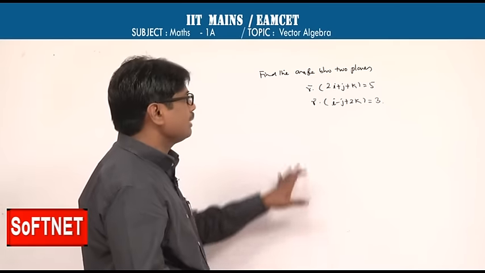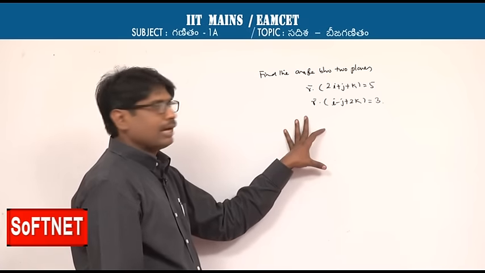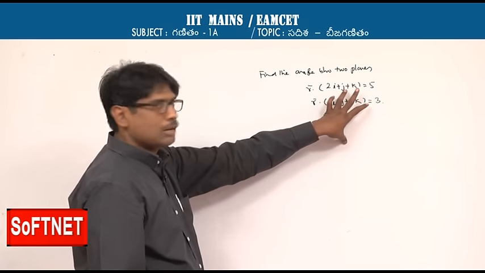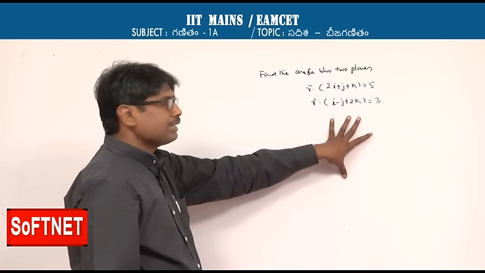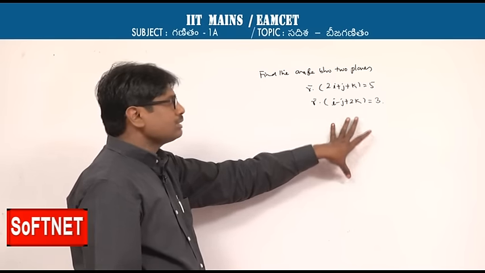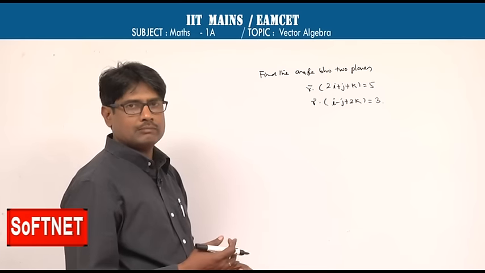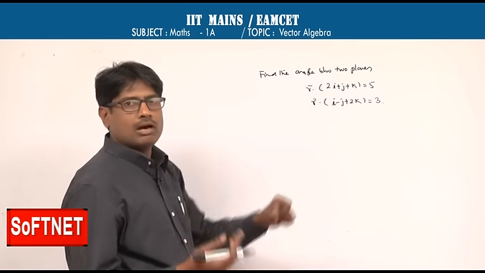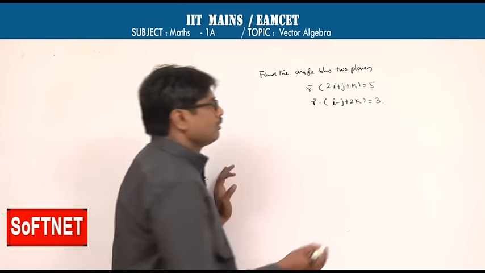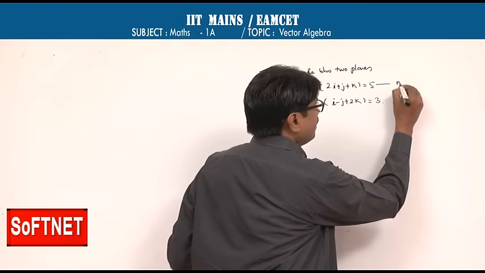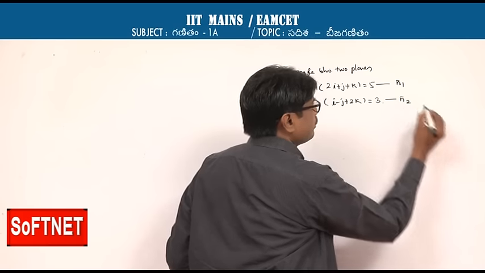Find the angle between these two planes, and the given two plane equations are in the normal form. Last class we have defined what is an angle between two planes. Angle between two planes is nothing but angle between their normal vectors. First plane if you call it pi 1 and second plane if you call it pi 2.